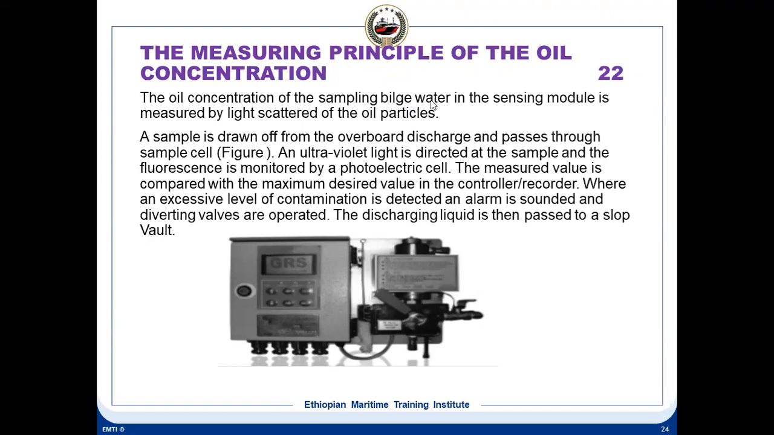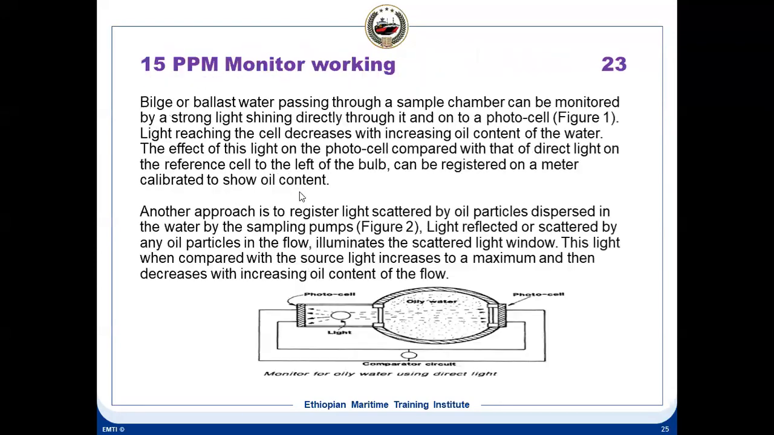Oil concentration of the sampled bilge water in the sensing module is measured by light scattered by oil particles. So a sample is drawn from the overboard discharge and passes through the sample cell. An ultraviolet light is directed at the sample cell and the fluorescence is monitored by the photoelectric cell. The measured value is compared with the maximum desired value in the controller, and where an excessive level of contamination is detected, an alarm is sounded and diverting valves are operated. So this is the basic working principle of the 15 ppm oil content monitor.